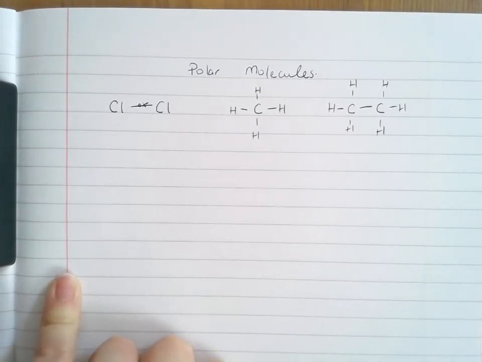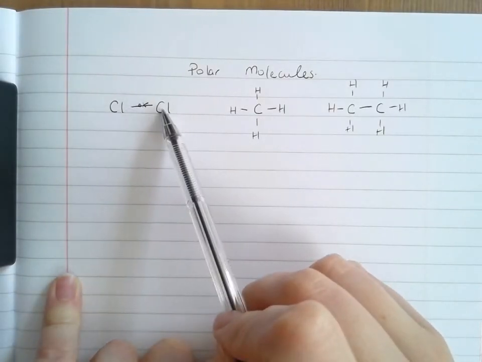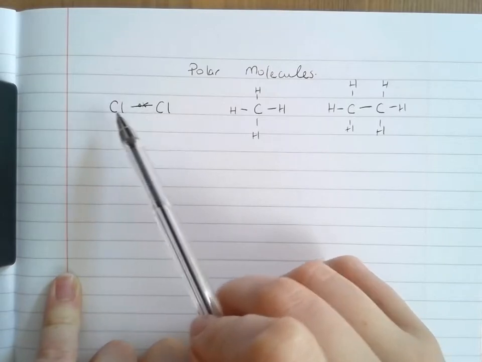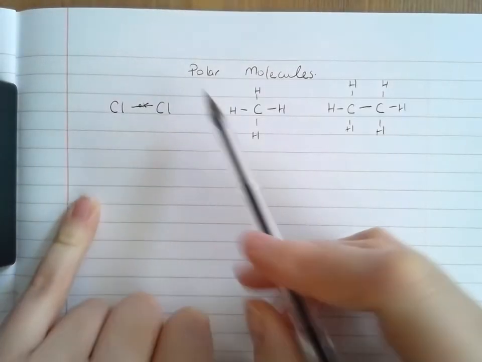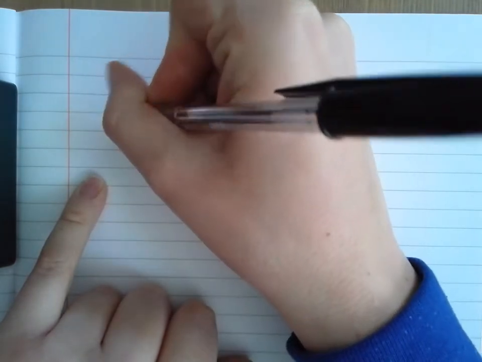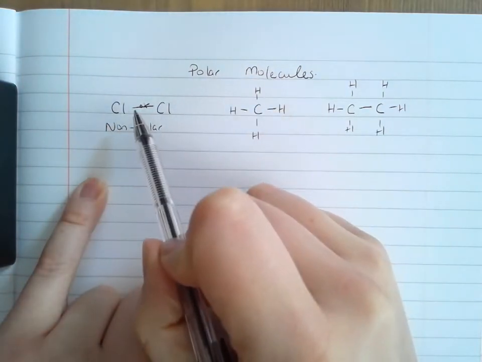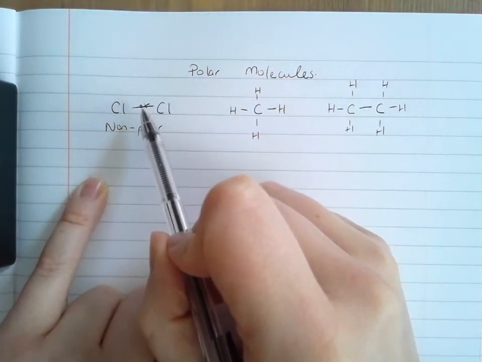So we've looked at polar bonds, but now we are going to look at molecules as a whole. In the first molecule, Cl2, there is only one bond. It's a chlorine-chlorine bond. This bond is non-polar. Both of the atoms are the same. Therefore, neither chlorine atom has a greater pull on the electrons, and the electrons are evenly shared.